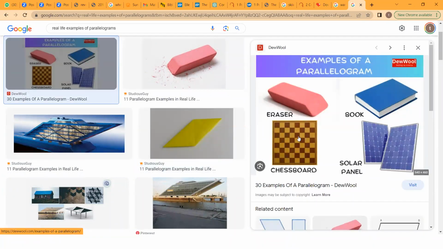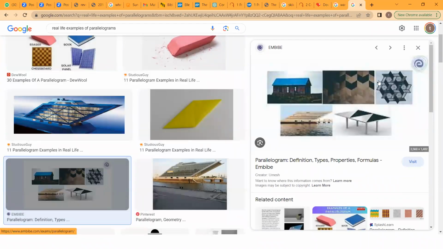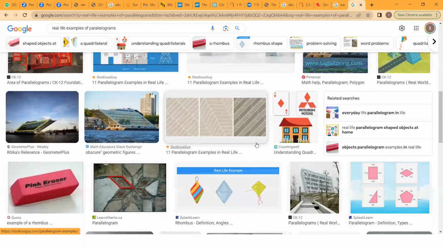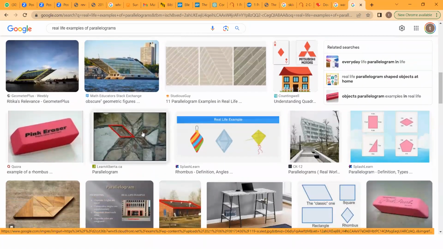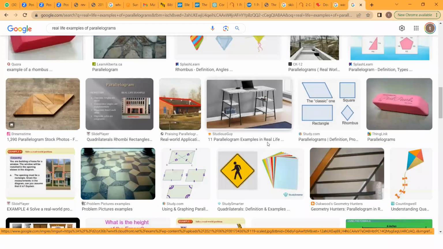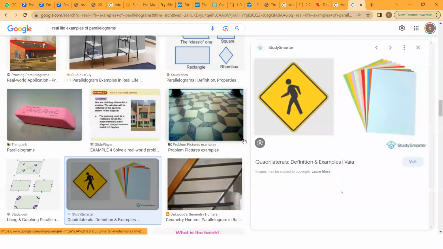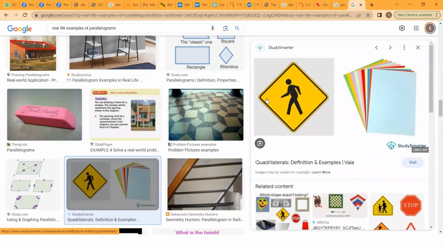Obviously the chessboard is a parallelogram because it's a rectangle. Solar panels, books, the surface of the books. Also the design on these things are parallelograms. So there's different examples of parallelograms in real life. The design on this tile, the kite, different examples of parallelogram. Even the sign here is a parallelogram, right? It looks sort of like a diamond, doesn't it? Money is definitely a parallelogram.